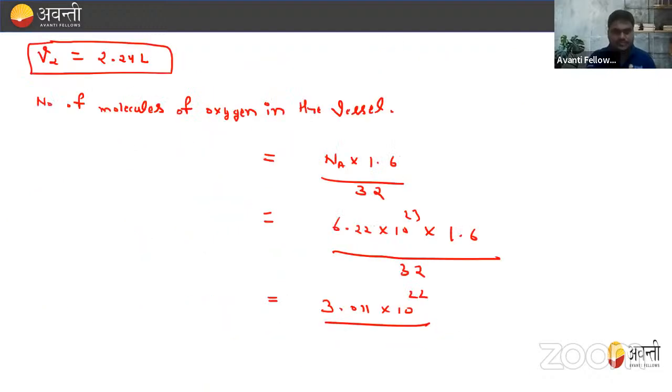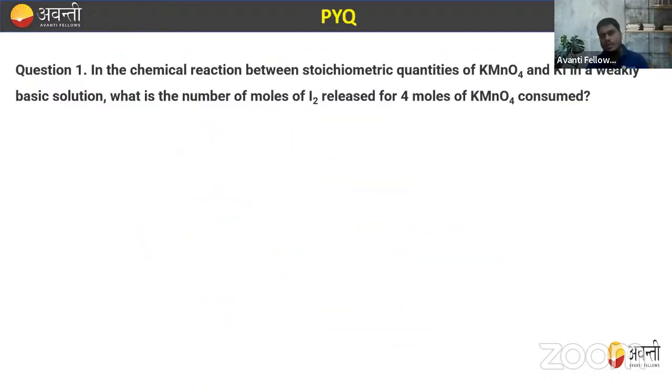Okay, sure. Now, this is also a very important PYQ question, right? This is actually a JEE Advanced question. Okay, so this is a JEE Advanced question which comes on stoichiometric quantities.